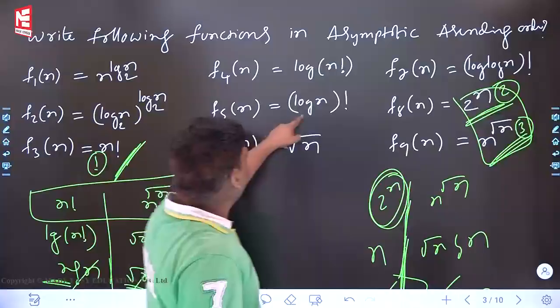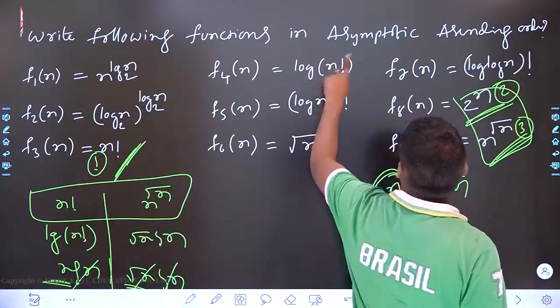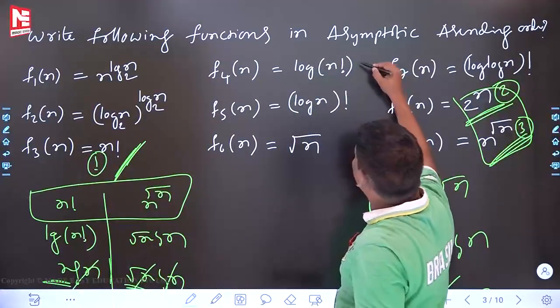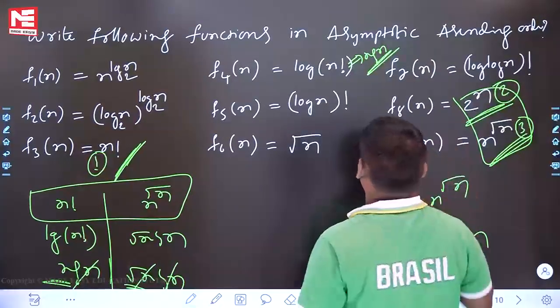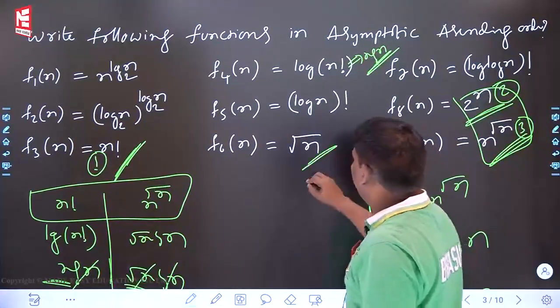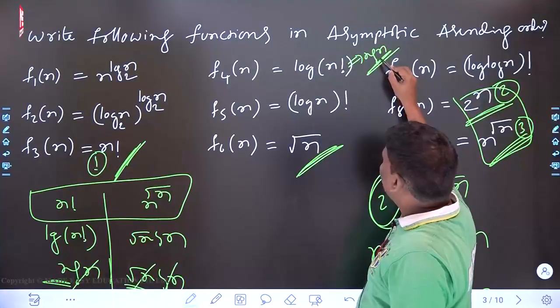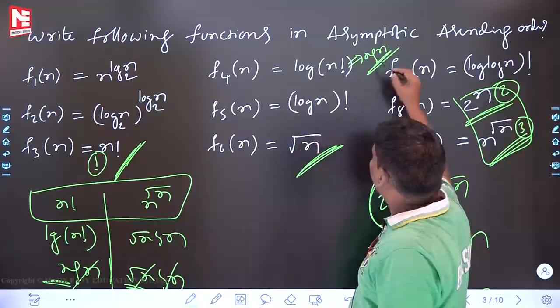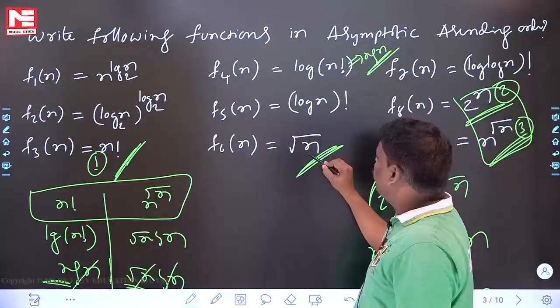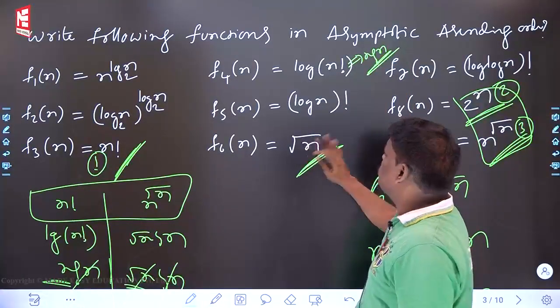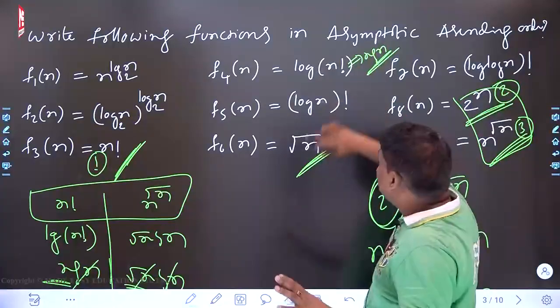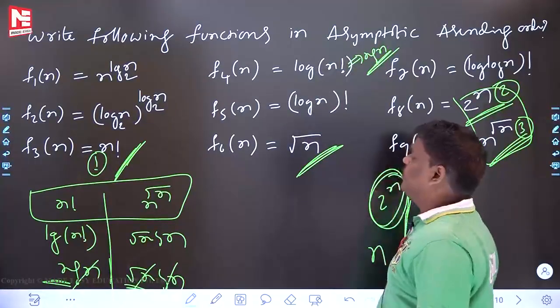This is log n factorial. You know very well what the answer of this one is: this goes to n log n. This one is going to be root n. Can you help me? Comparing f4 and f6, who is bigger? n log n is bigger, and this is only root n. So I think f4 is bigger and f6 is smaller. Comparing these 2, that one is bigger. Afterwards I will give the number.